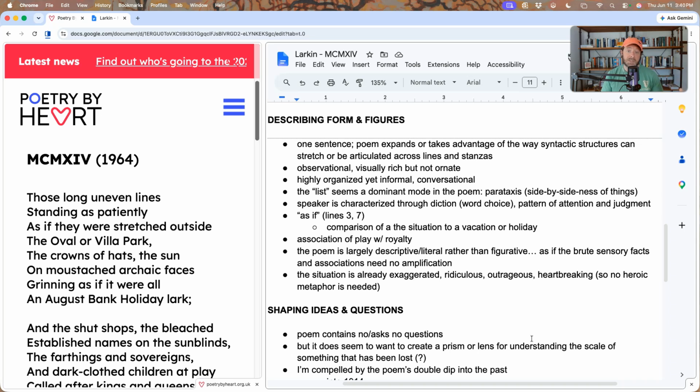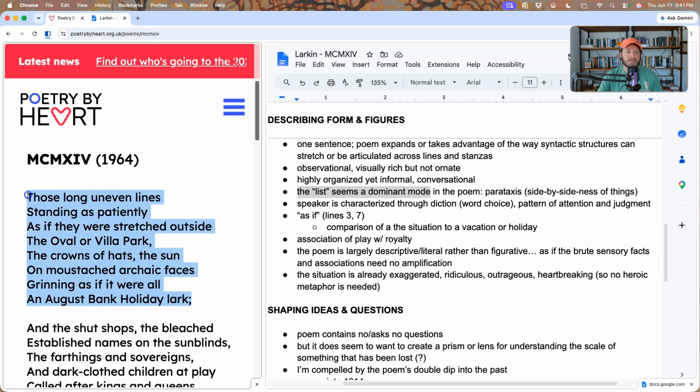The poem, in terms of its style, its point of view, its angle, is observational, visually rich, but not ornate. Highly organized yet informal, conversational, and really what dominates its mode is its use of the list. Things are set side by side, and if you think just of the relationship of stanza 1, 2, and 3, you can see how Larkin does this.